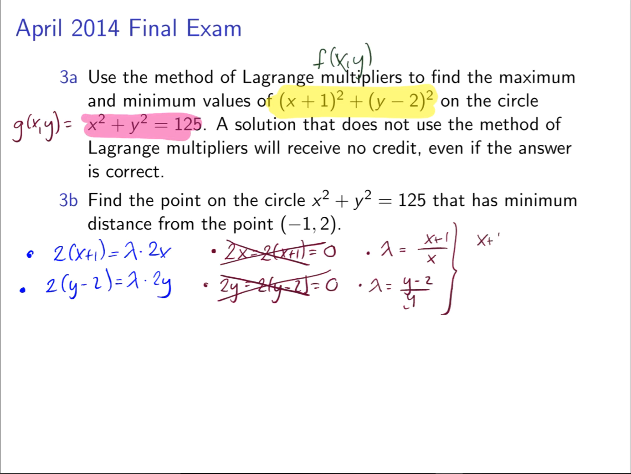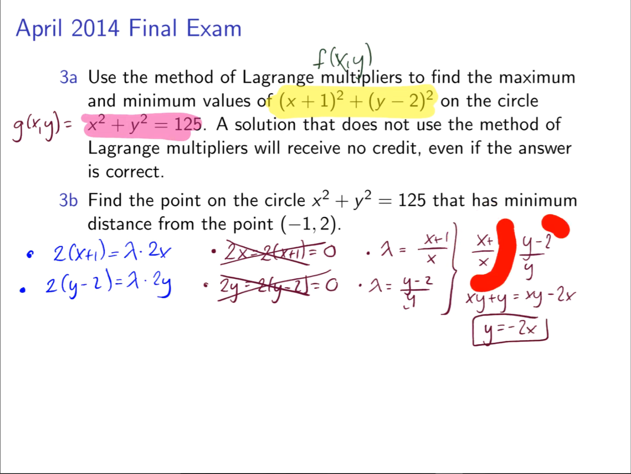So the only way to make the first two equations true is if lambda can be written as x plus 1 over x, and can also be written as y minus 2 over y. That tells us xy plus y is equal to xy minus 2x, so y is minus 2x. If y is equal to negative 2x, then this expression and that expression give me the same number, and that's important because I need lambda to be the same number in these two equations.